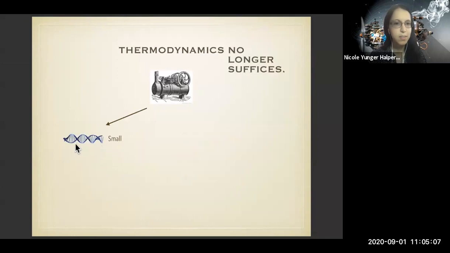For instance, this is a single strand of DNA. You can trap one end of it in an optical trap and use optical tweezers to stretch the strand. And then you can measure the work required to stretch the strand through a given distance.